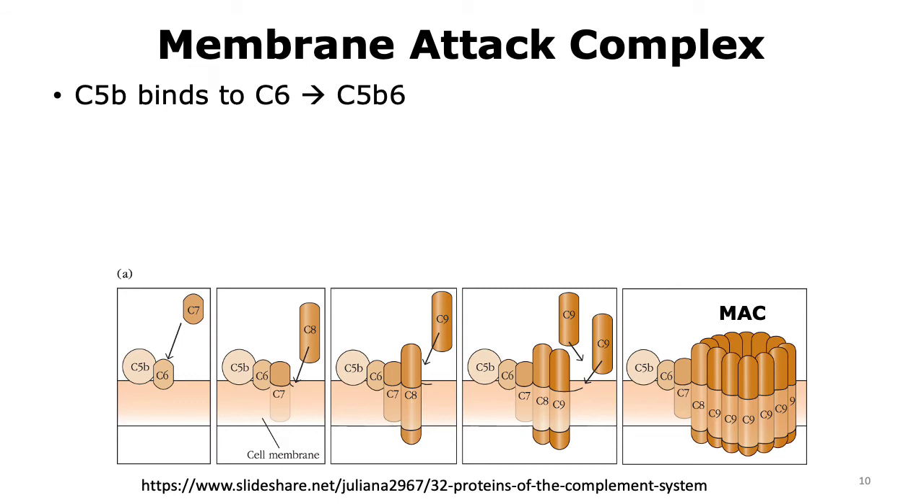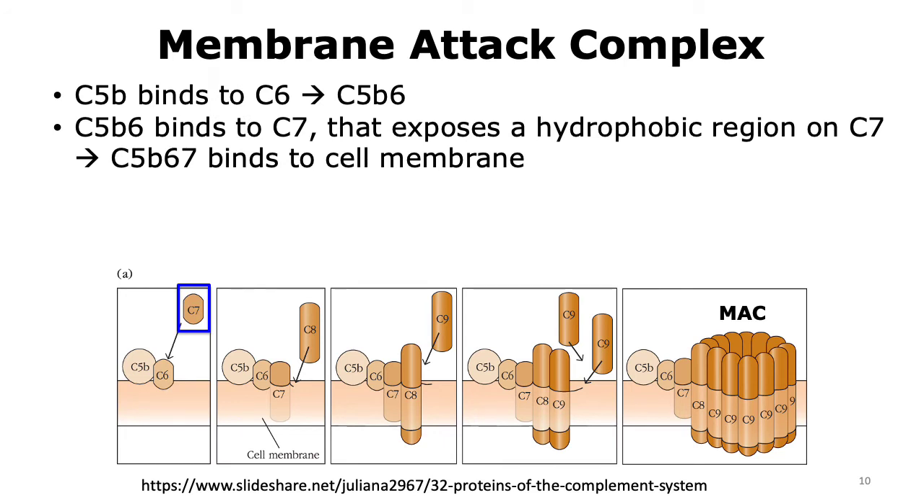Once C5b is generated, it is able to bind to another complement protein called C6. The complex of C5b6 is able to recruit another complement protein called C7, and the interaction of C7 with C5b6 is able to expose a hydrophobic region on C7, and this allows the C5b6-7 complex to be on the plasma membrane of the pathogen.